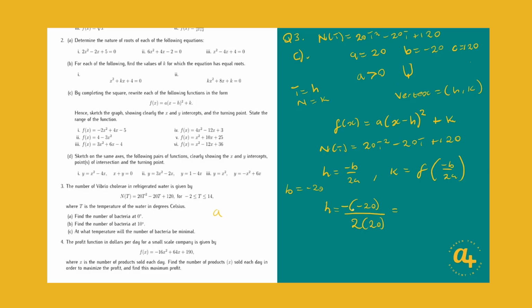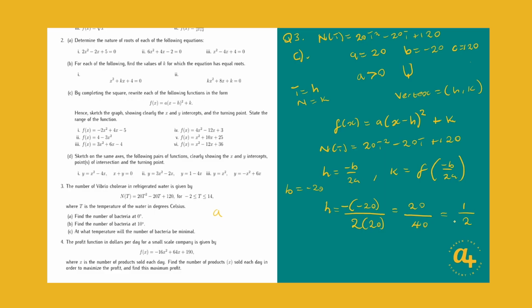If we simplify this further, we're going to have negative times negative 20, which will give us a positive 20. And then in the denominator, we have 2 times 20. We know that 2 times 20 is equal to 40. So we're going to have 20 over 40. If we simplify this further, 20 into 20 is 1. 20 into 40 is 2. So our final answer is half. That means that our h is half. So we have found our h.